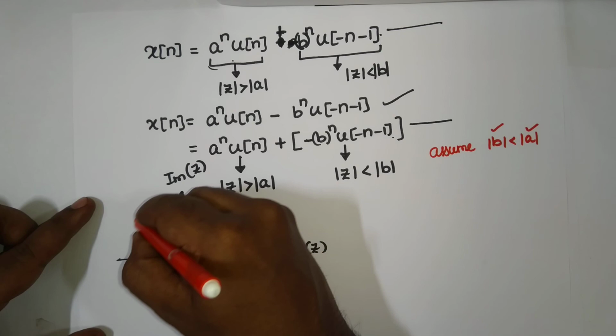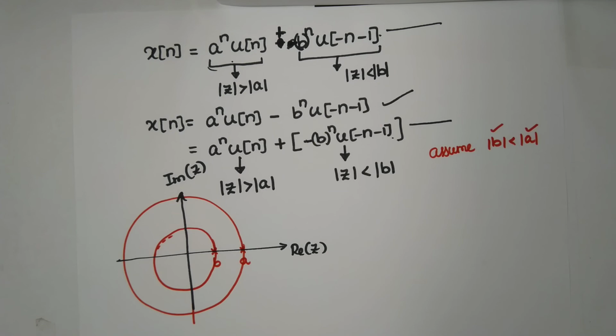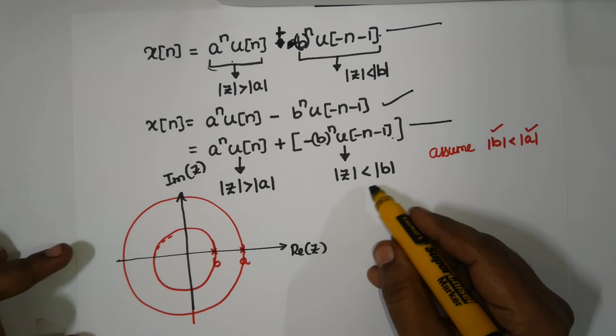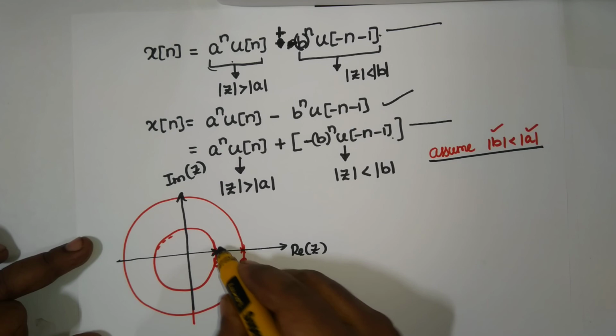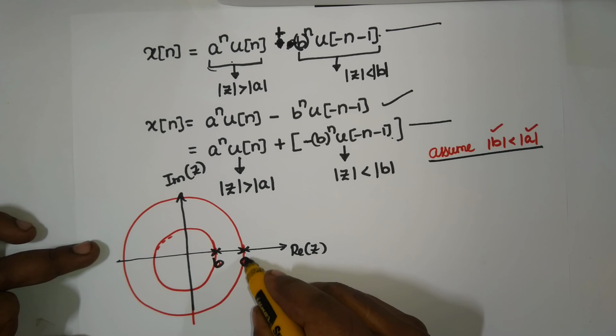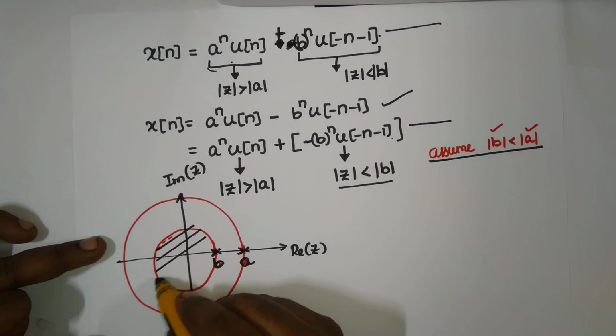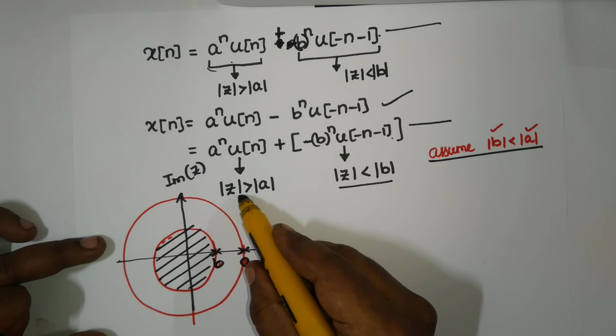All right, now according to this region of convergence, what we obtained so far is this. So modulus of Z less than B, if I assume B less than A, we have this scenario. This is B and this is A, so pole B, pole A. Modulus of Z less than B, so this is my ROC. Now this one is modulus of Z greater than A, so my region of convergence is beyond.